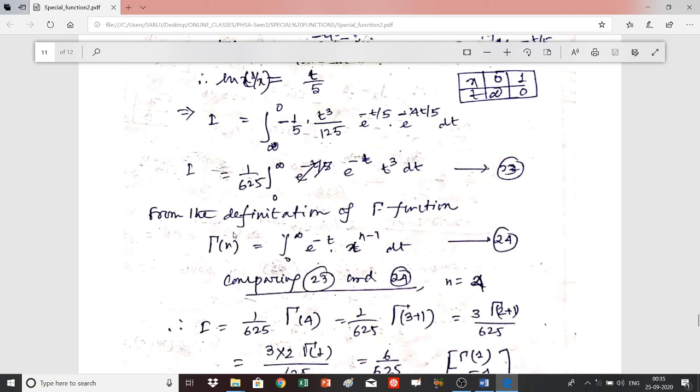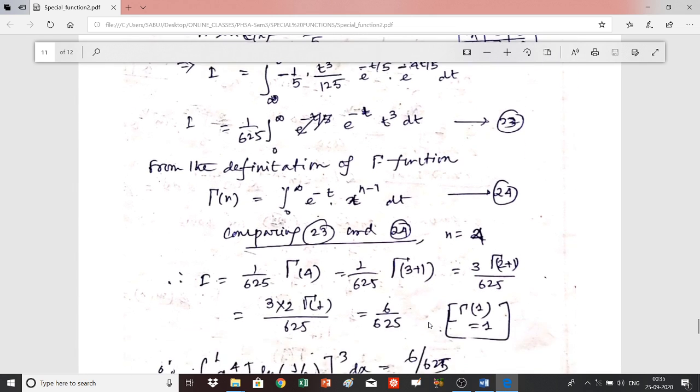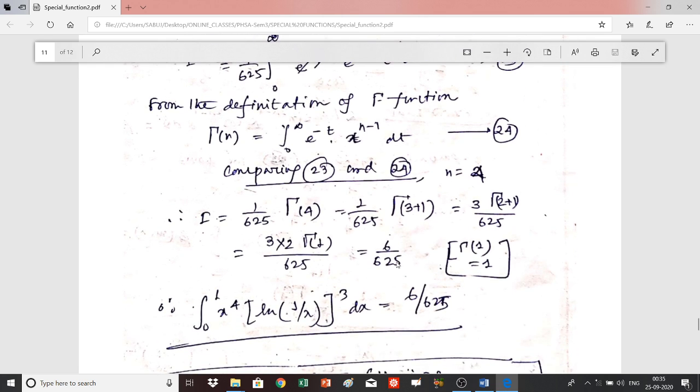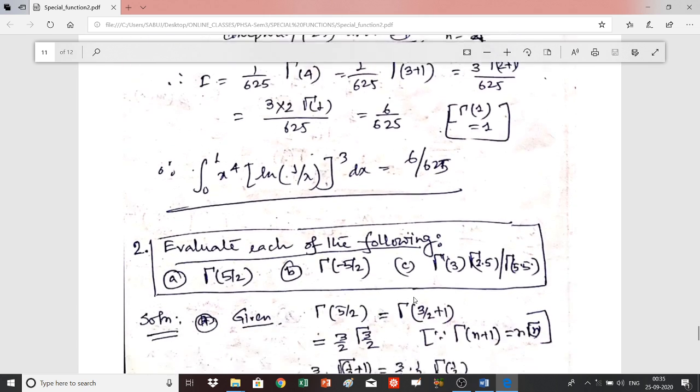So that will give you I is equal to 1 by 6 to 5, gamma 4. It is written as gamma 3 plus 1. Since you know that gamma n plus 1 is equal to n gamma n, so 3 by 6 to 5, gamma 3 is 2 plus 1, and in this way finally you get 6 by 6 to 5, since gamma 1 is equal to 1. So the value of this integration is 6 by 6 to 5.